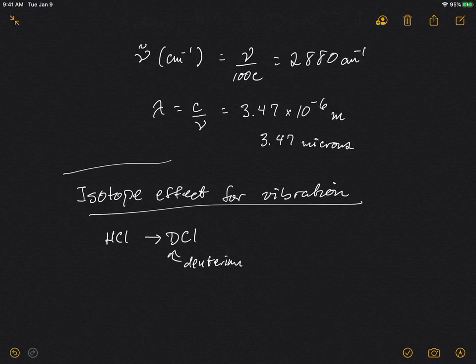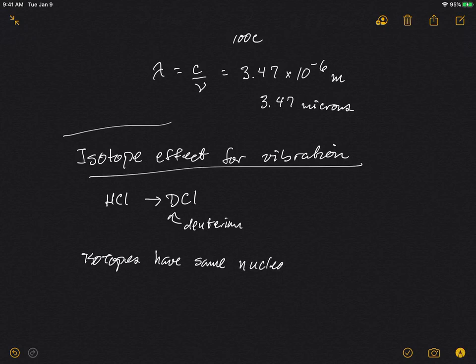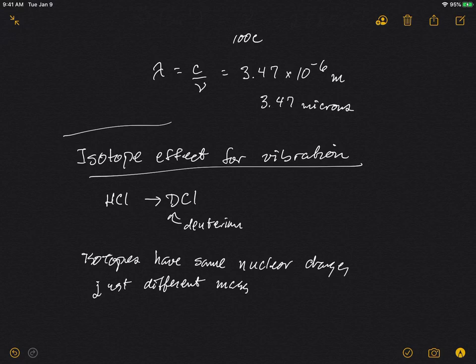So what do we know about isotopes? Isotopes have the same basic nuclear charge, just a different mass. And the other thing that we know is that they're chemically virtually identical.